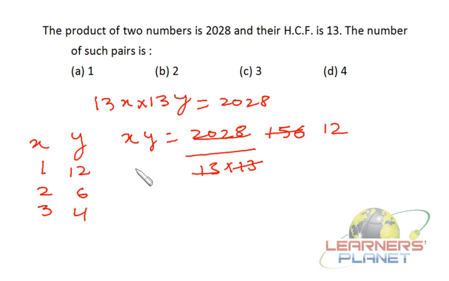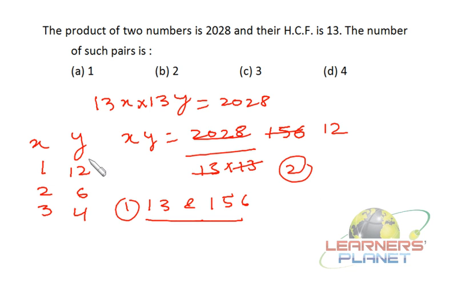Now suppose I have numbers 13x and 13y. Okay. So the first pair will produce 13 and 13 into 12, that is 156. Okay, this is the first pair. Then the second pair will produce 13 into 2, that is 26, and 13 into 6, that is 78. And the third pair will produce 13 into 3, that is 39, and 13 into 4, that is 52.